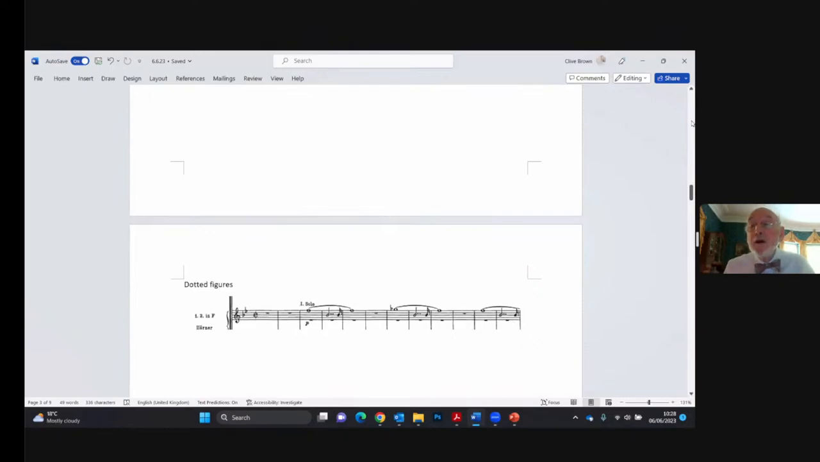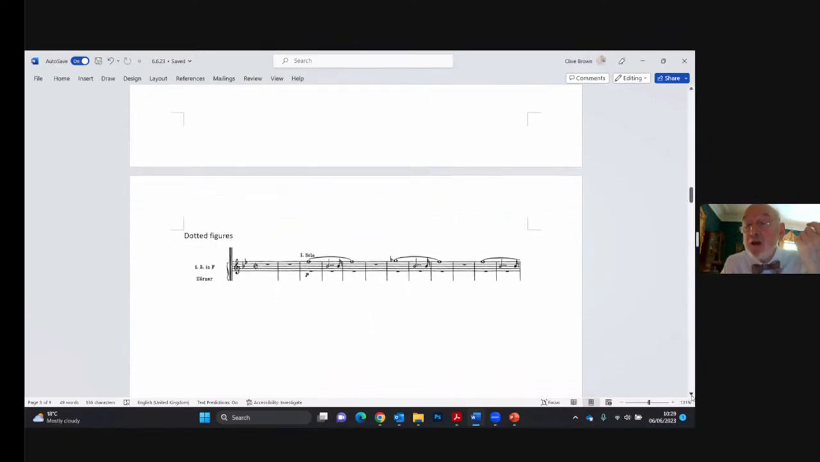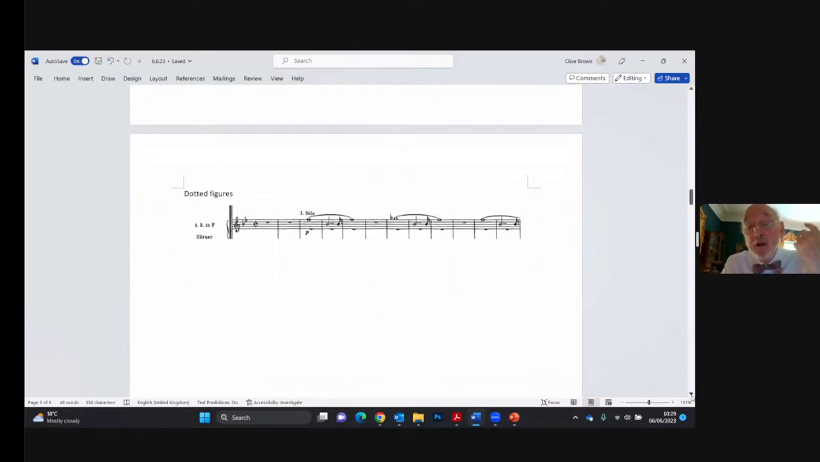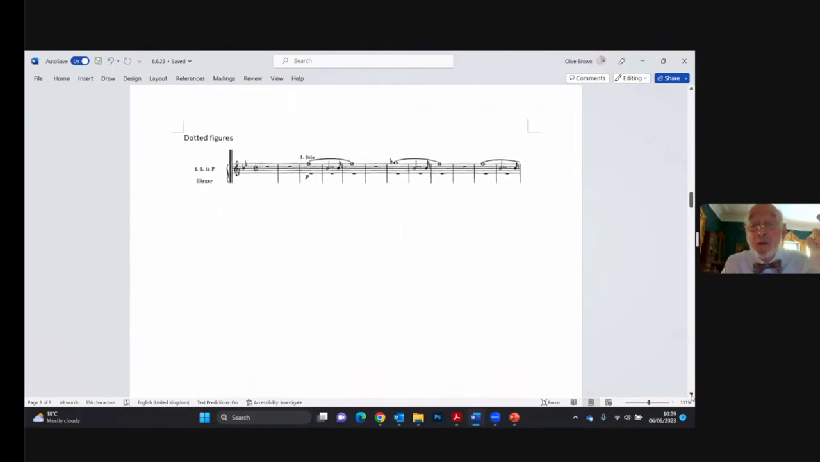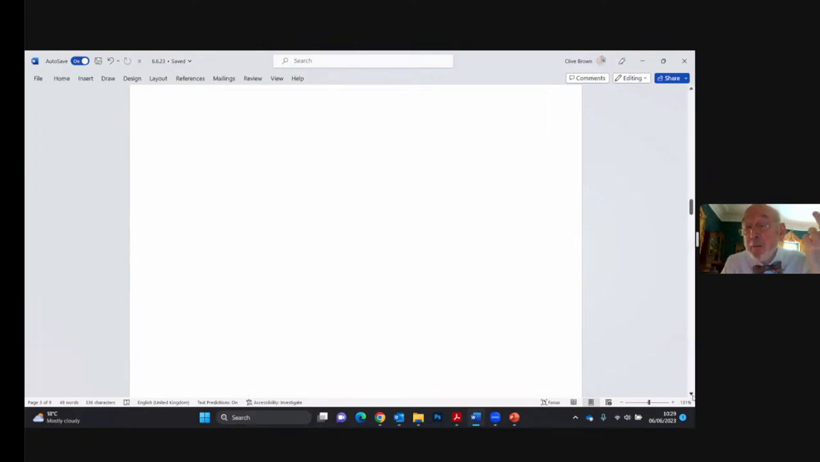Dotted figures, almost always dotted figures are slightly elongated from what the composer writes. So the little note is usually left late. Again, it's an instruction we find in 18th century treatises, but it was still a practice which we can hear in all the early recordings of orchestral music. So the wind players would do it, also string instruments would do it. I wanted to find some, I have some more things on this.